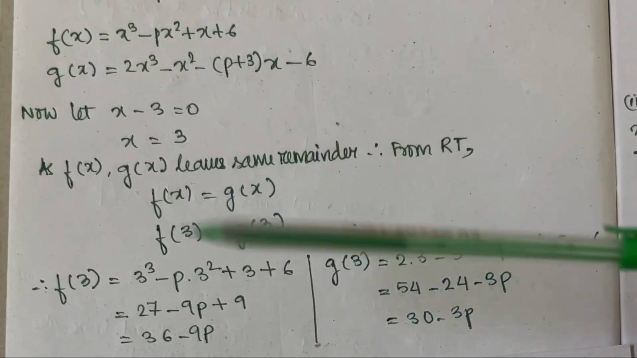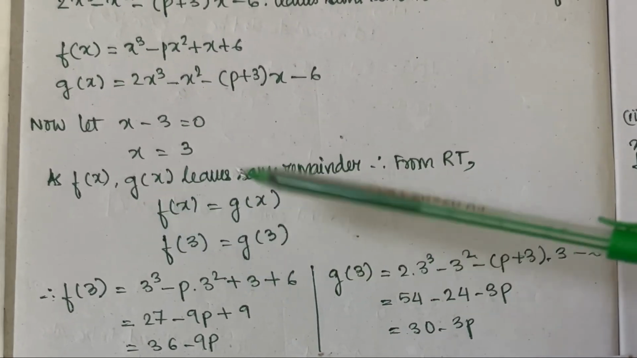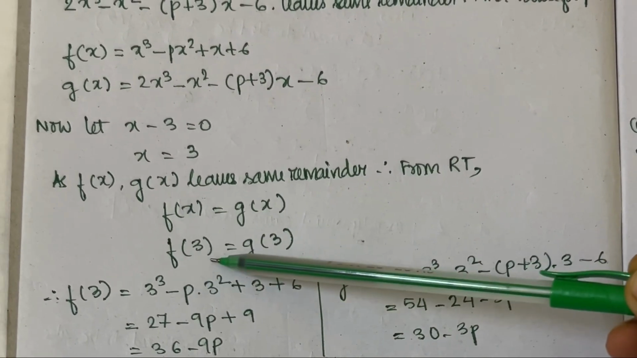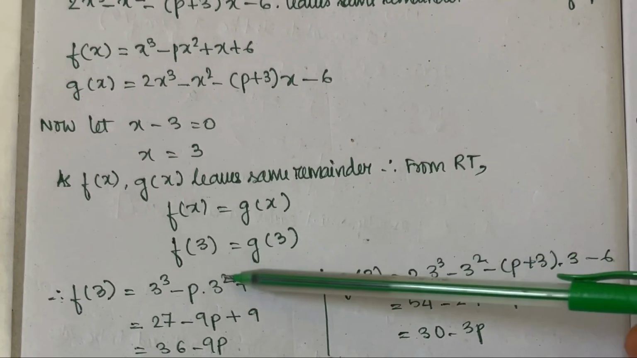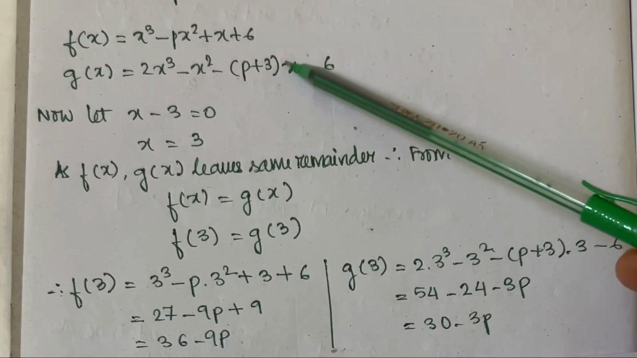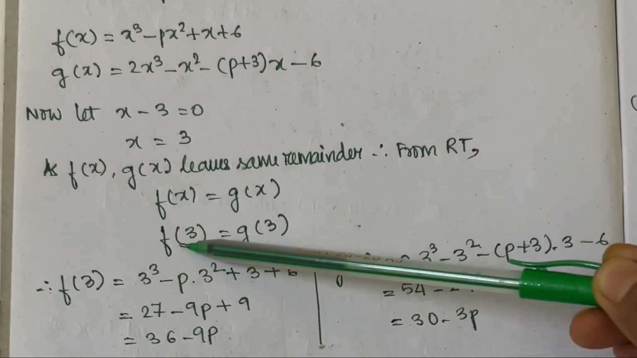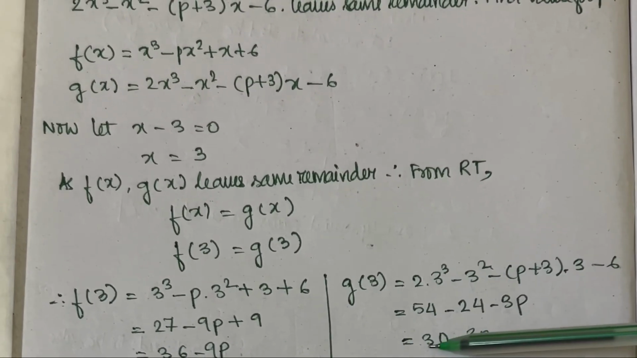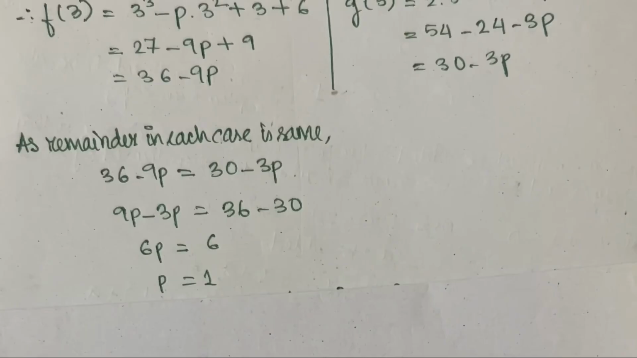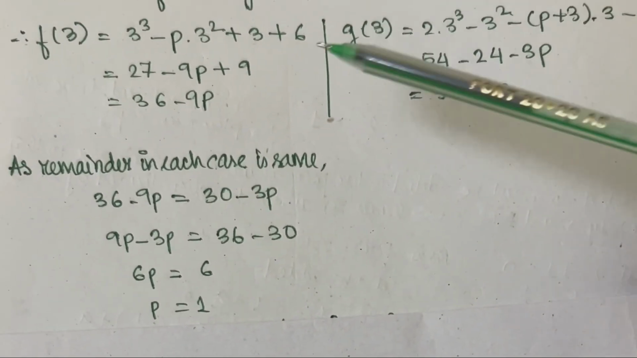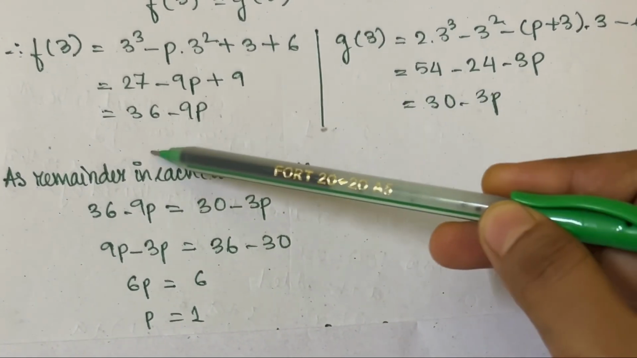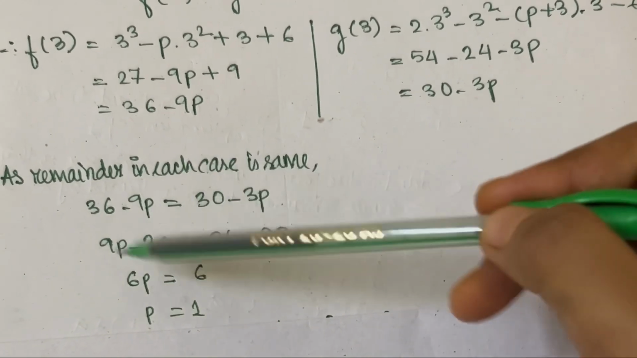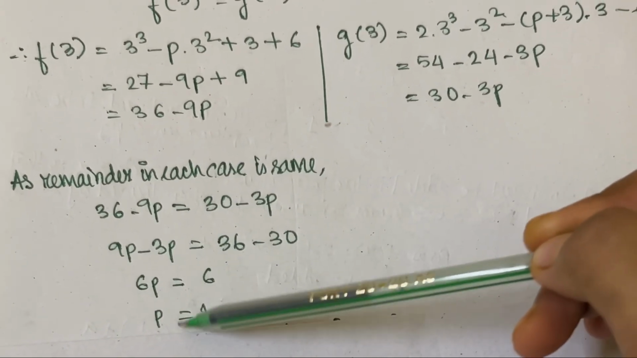So here in the sum it tells f(x) and g(x) leave the same remainder. So we can say that f(3) is equal to g(3), and putting the value of 3 in the equation, in the first case we get f(3) as 36 minus 9p and g(3) as 30 minus 3p. Now we know that f(3) is equal to g(3), so we have got this and this. So we are going to equate it, and with this we find the value of p, that is 1.